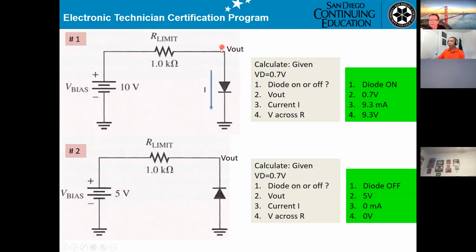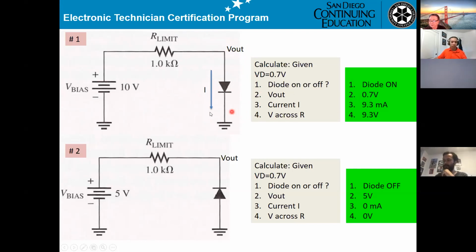Then they will ask, if it's on, what does V out equal? Now you have to take the diode out and put in a battery, 0.7 volt. When you measure the voltage across the battery, you're supposed to get that battery voltage. So that's why for number 2 you get 0.7 volt.